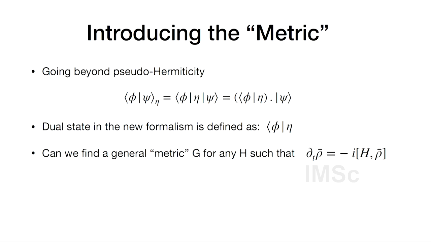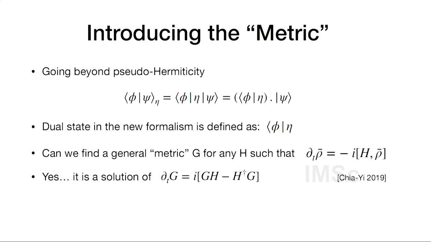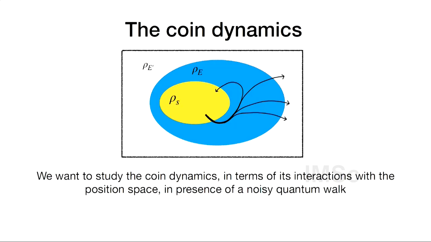And that's why it is called a metric. Although, it may sound like a space-time metric, as far as I know, the analogy ends here, right? But this metric can be found for a given particular H, even if it is non-Hermitian, and it was shown in 2019, right?